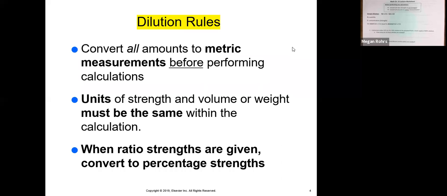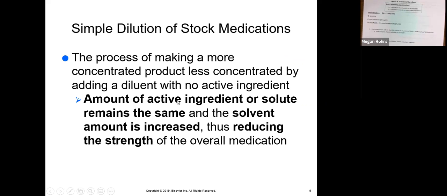On your lecture worksheet for this week, I have also written two of these rules at the top. So convert all ratios to percents, convert all amounts to metric. If you want to make a note on there of this second rule here, make sure your units are always the same as well so that you do not forget that. Okay, so simple dilution. Like I said, we're just going to be diluting a higher concentrated solution with a solvent to reduce the strength. So keep in mind, the amount of active ingredient will remain the same. It's just going to be diluted based on how much solvent that we add to that, okay?